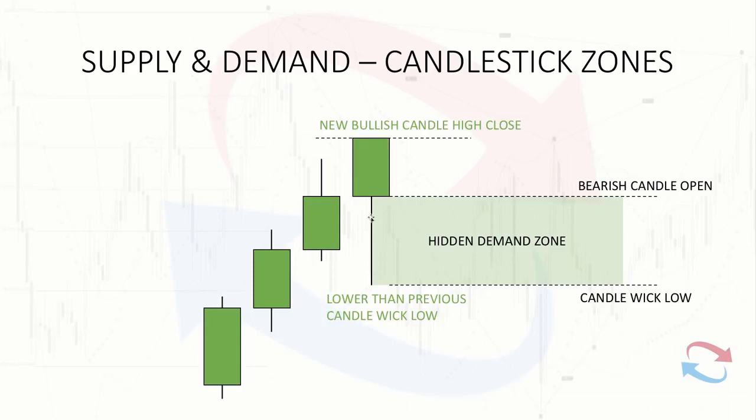So this now becomes hidden demand. This is where buyers throughout the day came in, saw this as potential, an absolute bargain, so much so that they pushed prices higher. So this type of candle, where you see this type of situation where you have bullish candles or even a bearish candle in the sequence, is what is known as hidden demand.